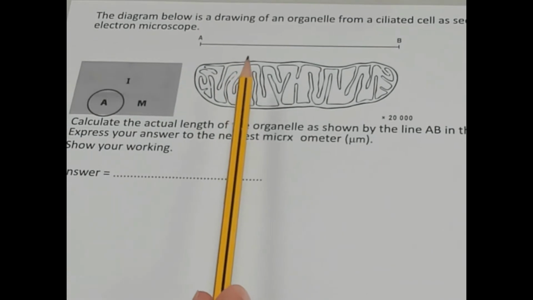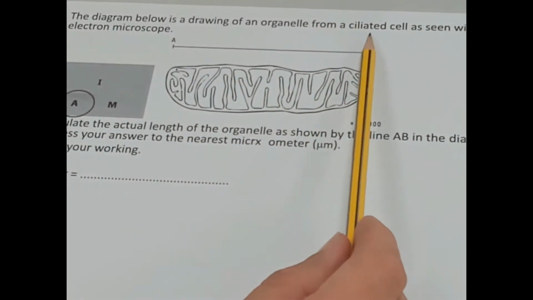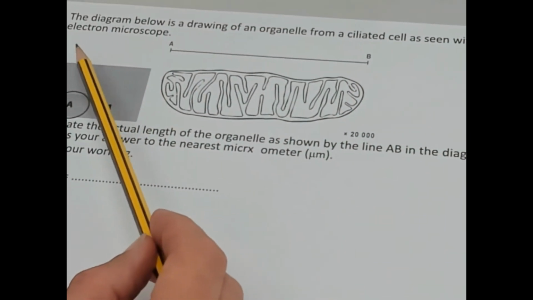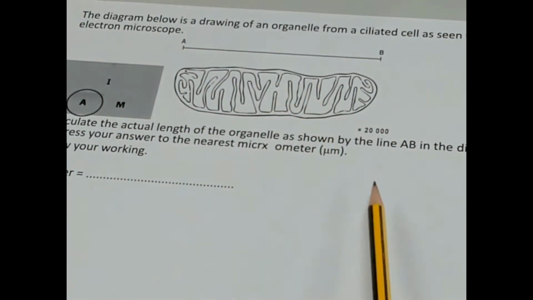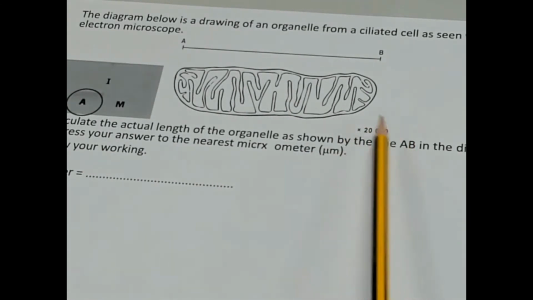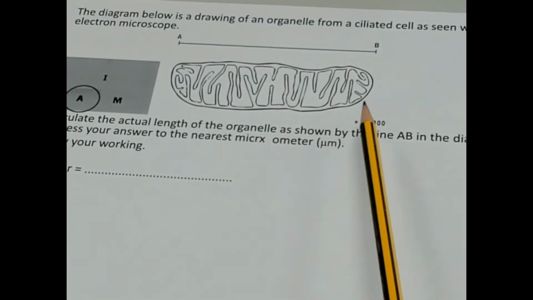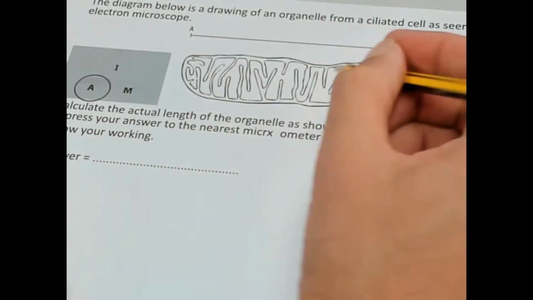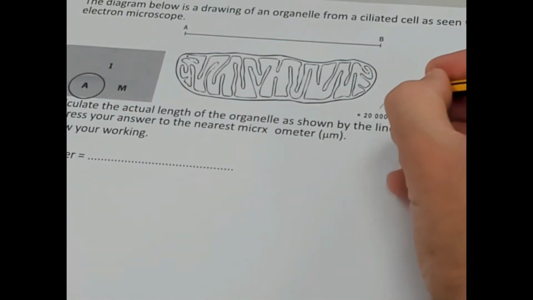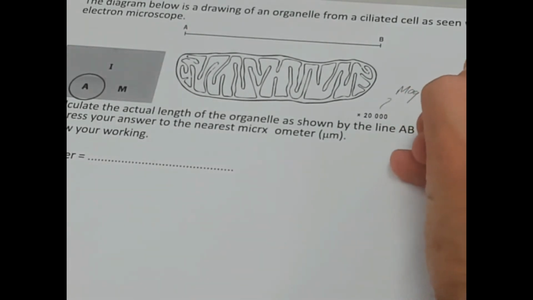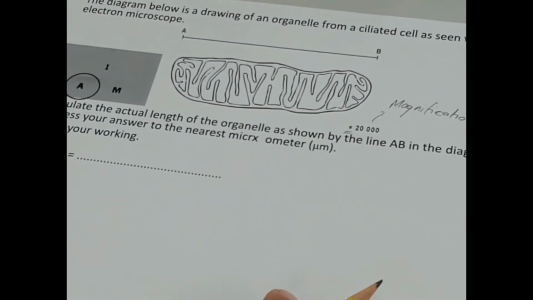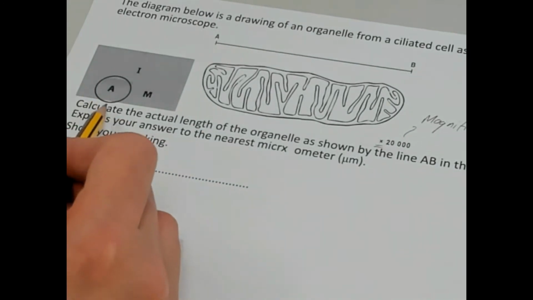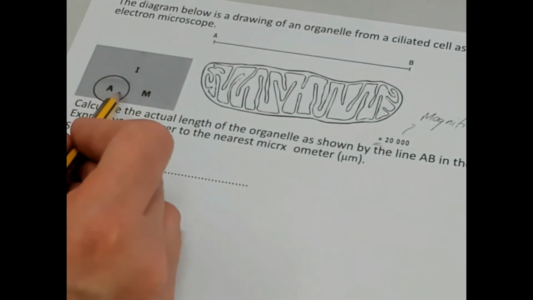The diagram below is a drawing of an organelle from a ciliated cell as seen with an electron microscope. So here's the length of the cell, and I've got this little figure here saying times 20,000. When you see times 20,000, that is the magnification. So you can fill in on the sheet magnification. When you see this times, it means magnification. Okay, so I've got that down over there. Now let's see what the question's asking. Calculate the actual length. So they're asking for A.